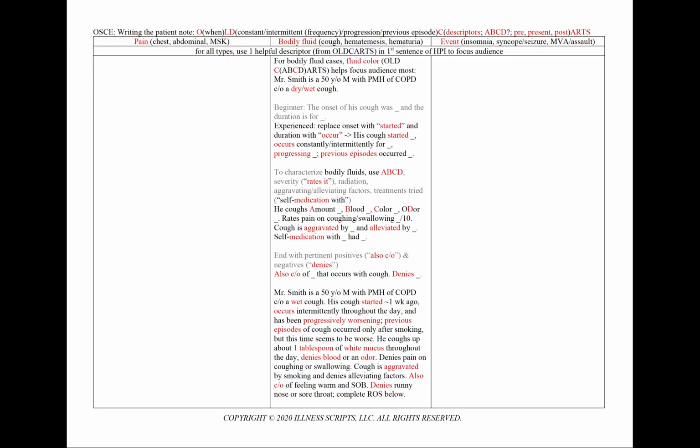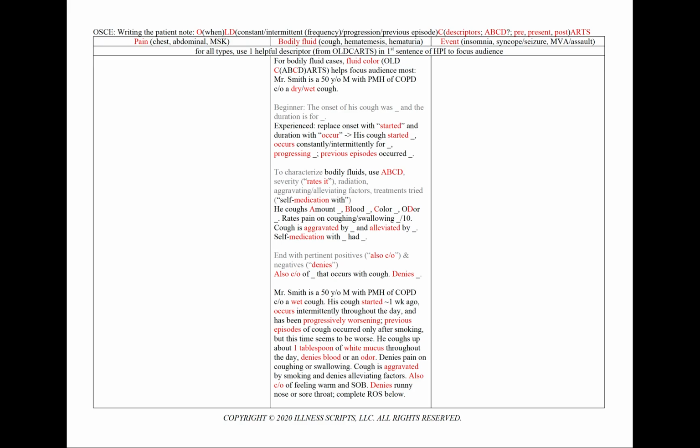So moving on to a case of bodily fluid, for example, a cough, hematemesis, or hematuria, any type of bodily fluid. It could be urinary incontinence. It doesn't matter, but any type of bodily fluid, vomiting, we're going to use this technique. So for a bodily fluid case, the fluid color, that's going to be the C to characterize it, the A, B, C, and D, the color. It's going to help focus the audience the most.